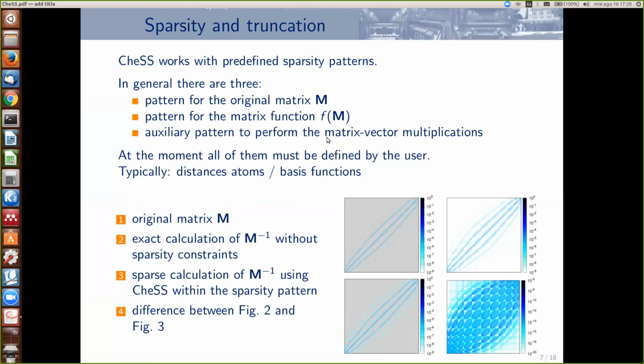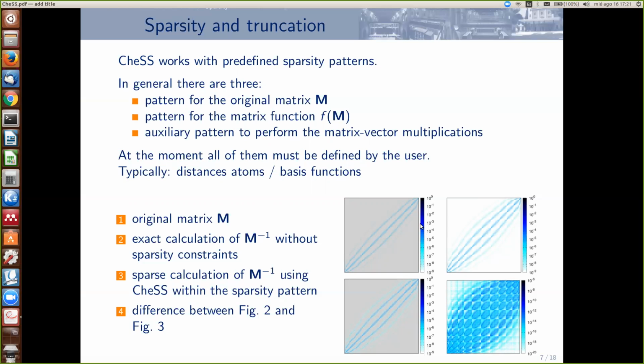At the moment, all of these 3 patterns must be defined by the user. I think this is natural for the input matrix and also for the output matrix. This is something that CheSS doesn't know; the user must provide it. On the other hand, this auxiliary pattern is at the moment still something that must be provided by the user. We are trying to figure out something more intelligent so that maybe CheSS can find a good auxiliary sparsity pattern on its own. But that's something for the future. So at the moment, all of them must be provided by the user. And typically, you just rely on the extent of your basis functions or the distances between the atoms to which these basis functions belong.